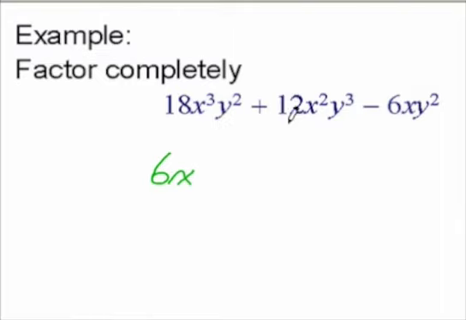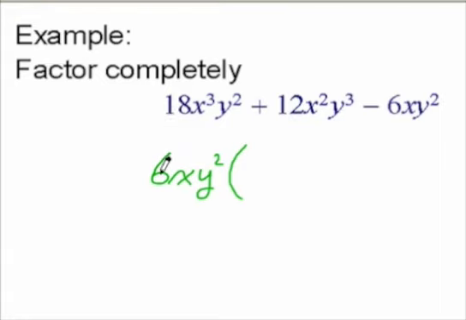And then the y squared, y cubed, and y squared. Well, the lowest powered y is going to be y squared. Now when you leave things behind in the parentheses after this factoring, the operation that lets you figure out what's left behind is technically division.